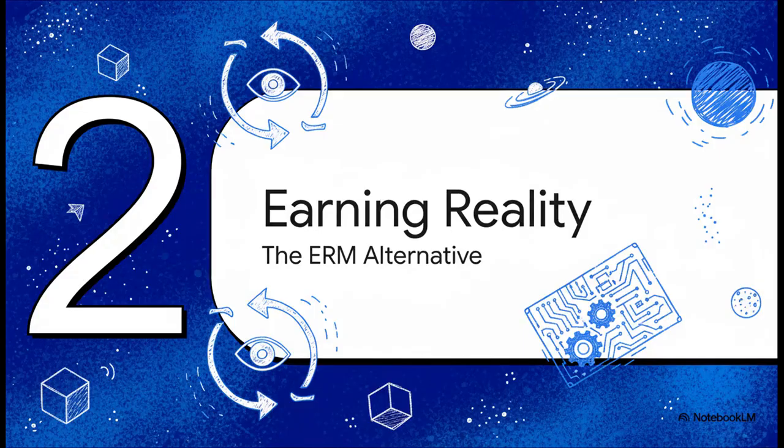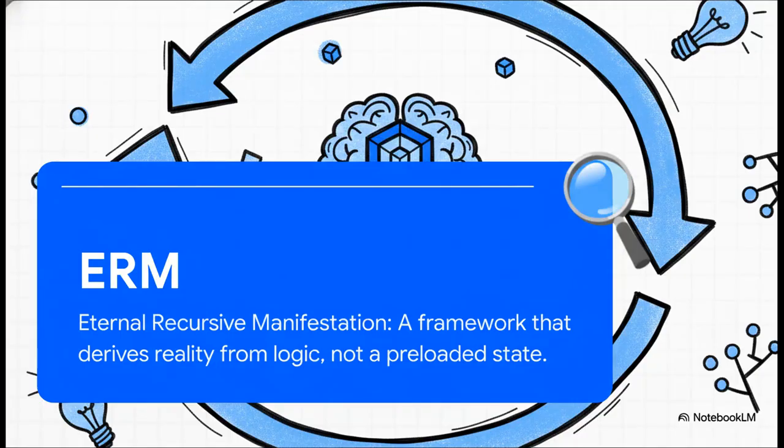Okay, so if that's the problem, is there another way to think about this? Well, yeah. Let's look at a framework that actually tries to earn the universe from the ground up, from first principles, instead of just assuming it was already there. It's a framework called ERM, which stands for Eternal Recursive Manifestation. The whole point of ERM is that it doesn't start with stuff, no matter, no energy. It starts with pure logic. It's an attempt to build reality from nothing but an idea.